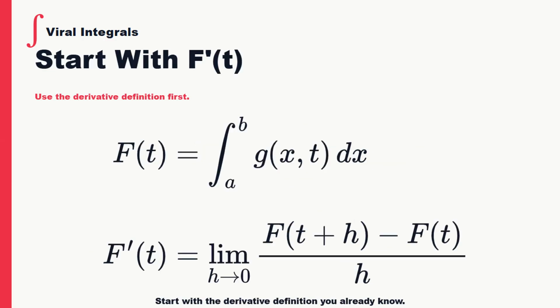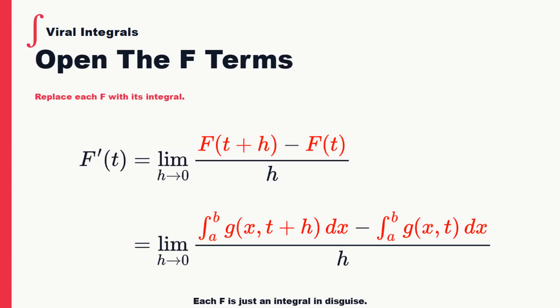Start with the ordinary definition of a derivative. The limits a and b are fixed, so the only thing changing is the t inside the integrand. Now replace each f term with the integral it represents. The bounds stay the same. The only difference is that the first integrand has t plus h and the second one has t.